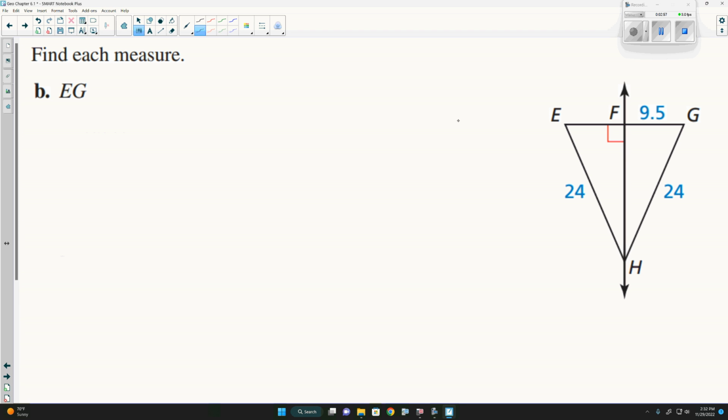So here we can say that EH is congruent to HG. So it means point H lies on the perpendicular bisector. So therefore, EF and... So what is EF? So EG... So we can add it together, yes. So 9.5 plus 9.5.